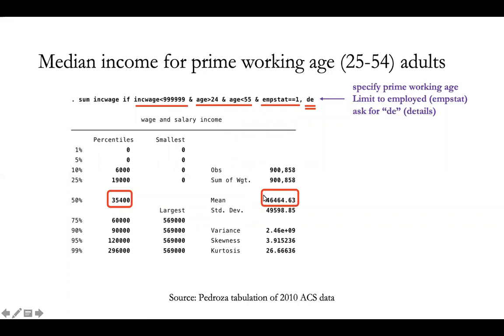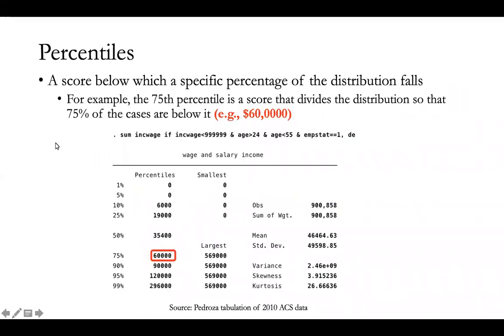We still have the mean income and wages, about 46,000. The median is 35,400. What's handy about these details is we don't have to be limited just to the median, which is technically the 50th percentile. So the median is the 50th percentile. We can look at the 75th percentile, right? How much in this group of individuals from the ACS, the American Community Survey, who are prime working age adults and working, what's the 75th percentile?